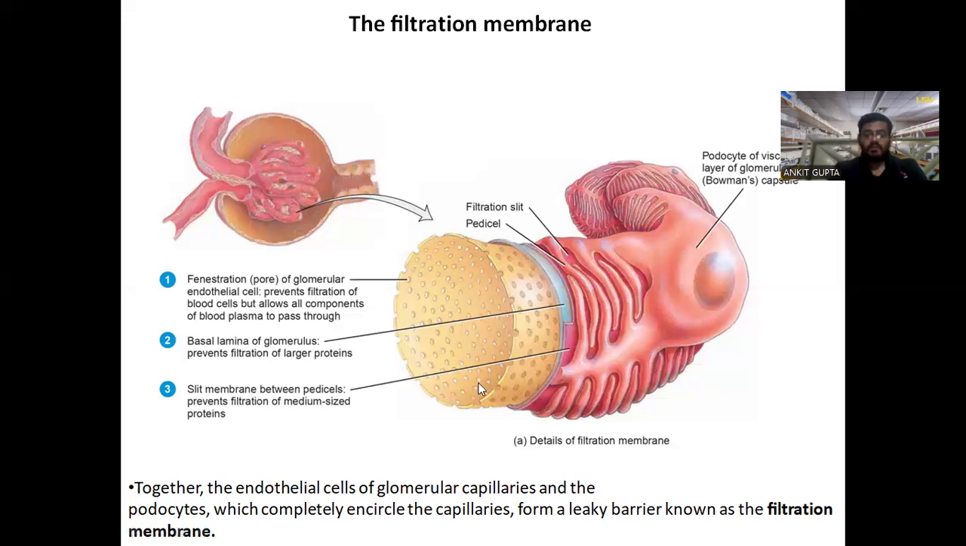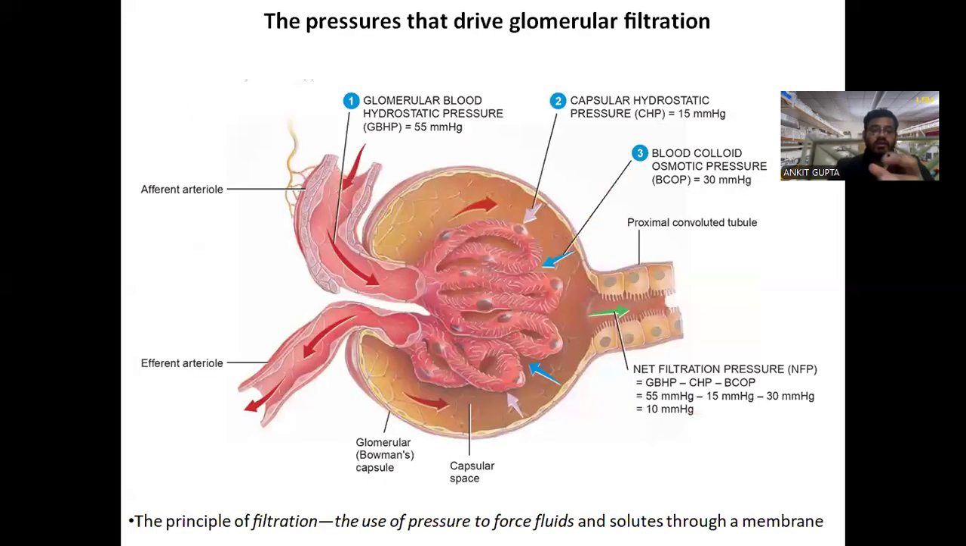So this filtration membrane creates a leaky barrier. It is a barrier, but it is a leaky barrier through which the filtration process is occurring. And ultimately, the filtration is driven by different kinds of pressure. So different types of pressures are at play due to which the filtration is occurring. Over here, we will be discussing the pressures that drive the glomerular filtration.